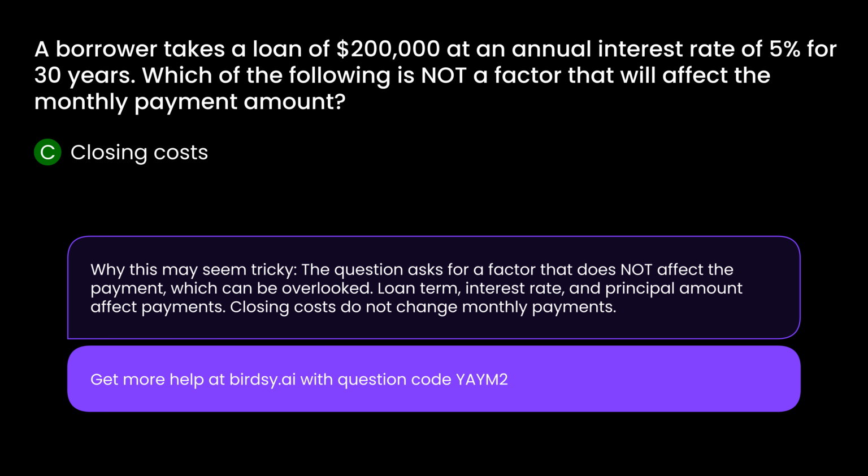Why this may seem tricky. The question asks for a factor that does not affect the payment, which can be overlooked. Loan term, interest rate, and principal amount affect payments. Closing costs do not change monthly payments.